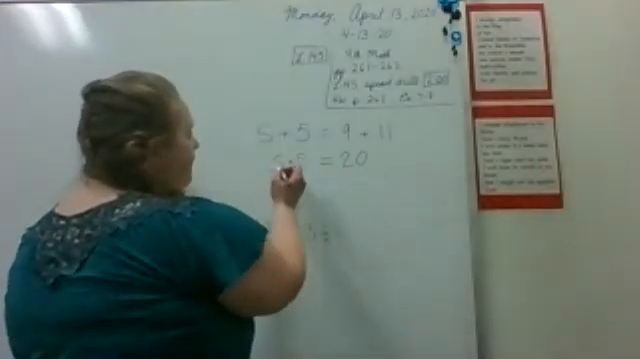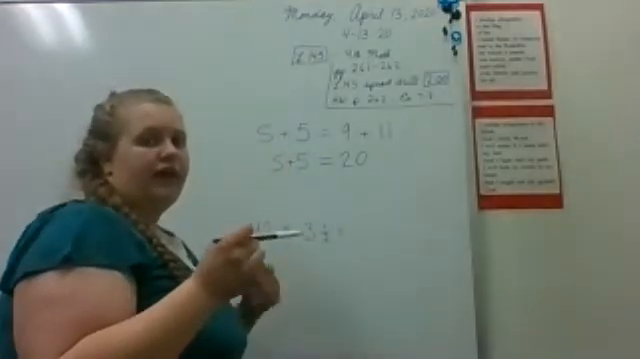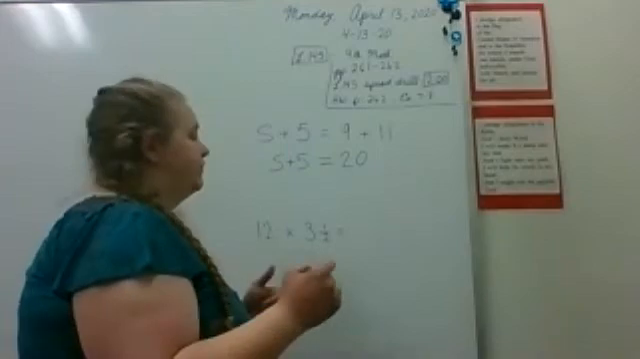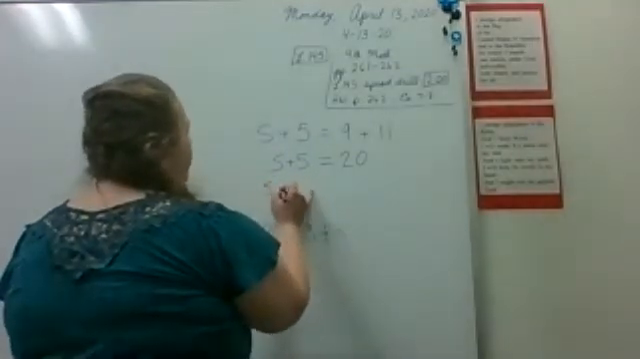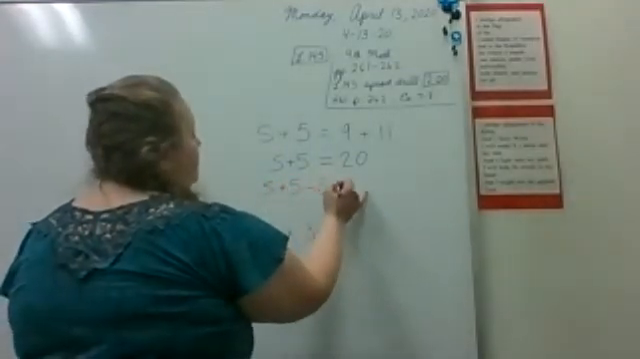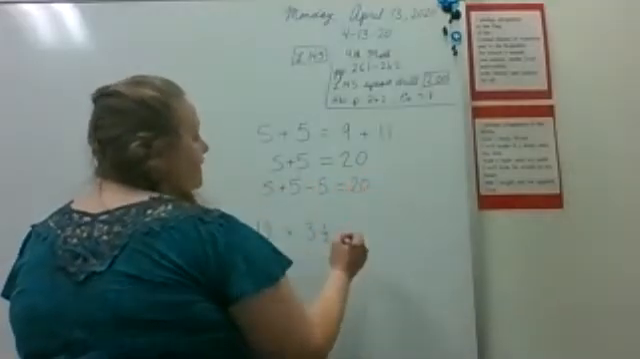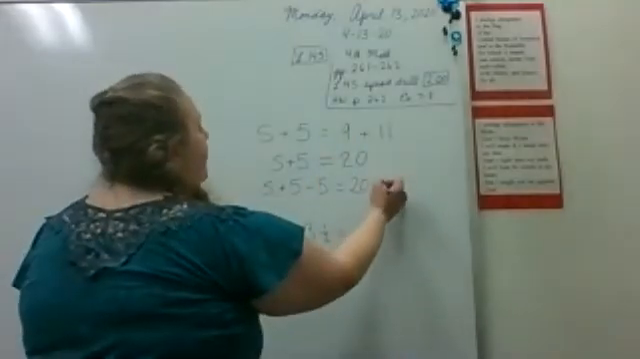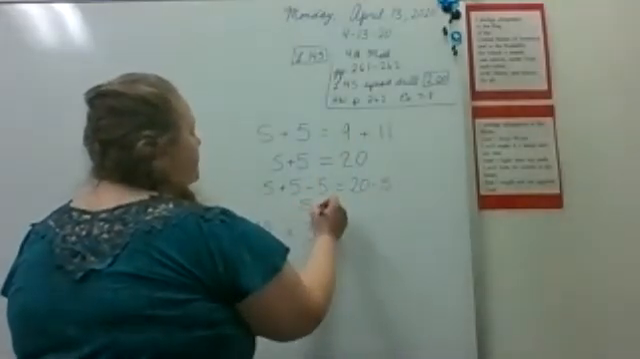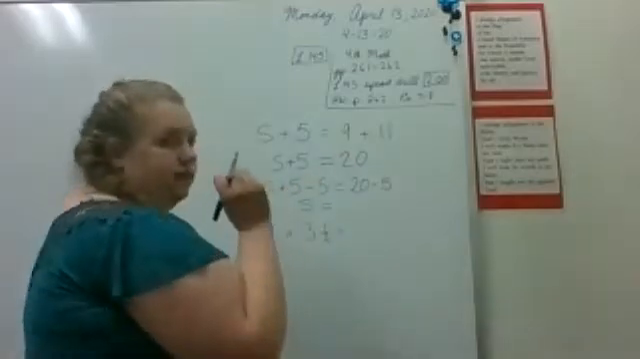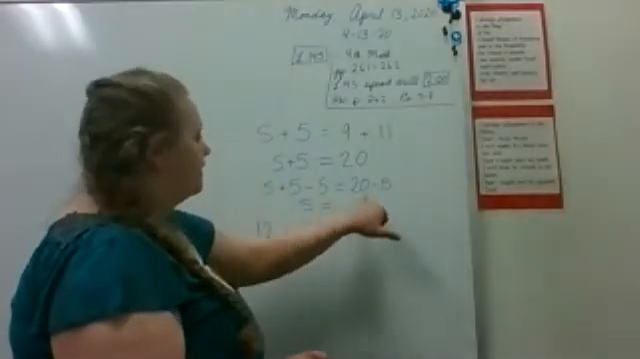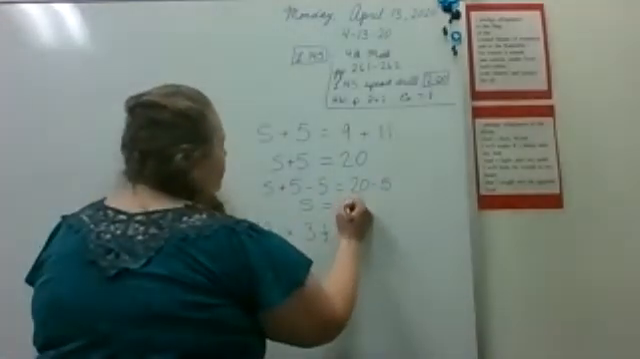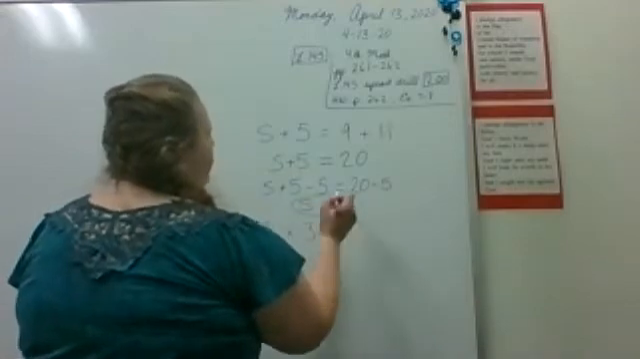Now we need to take 5 off of this side. We have 5, how do we take 5 away? We do the opposite, right? We do S plus 5 minus 5 equals 20, and we have to do the same thing on this side that we did on this side, minus 5. And so then we have S by itself, right? Because 5 minus 5 is 0. So we have S by itself, and 20 minus 5 is 15. Good job, okay? There's our answer.